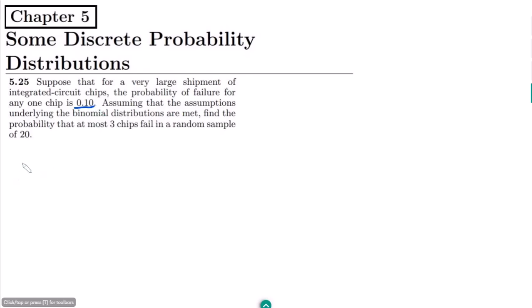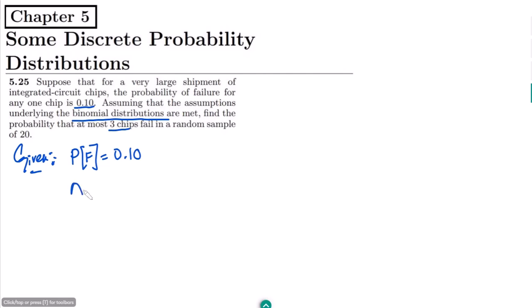Okay, so let me write the given data here. The probability of failure is given, and this is 0.10, assuming that the assumptions underlying the binomial distribution are met. It is already given that we are going to use the binomial distribution. Find the probability that at most 3 chips fail in a random sample of 20.